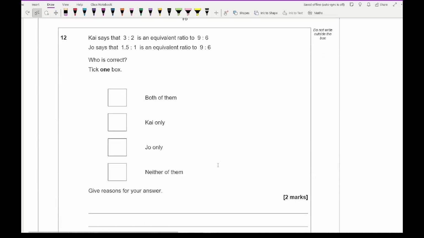Moving on to question 12, it says that Kai says that 3 to 2 is equivalent to 9 to 6. Joe says that 1.5 to 1 is equivalent to 9 to 6. Who is correct? So let's have a look at the comparison. If we've got 9 to 6 and 3 to 2, this is looking at Kai. What we want to do is see if you can divide by the same number to get from one to the other. Here, to get from 9 to 3, we need to divide by 3. And 6 divided by 3 is 2, which is correct.